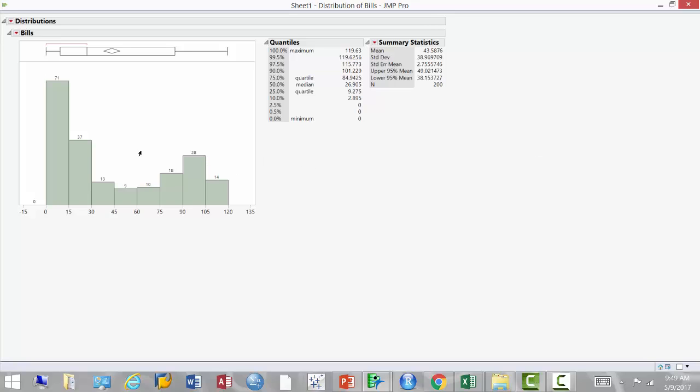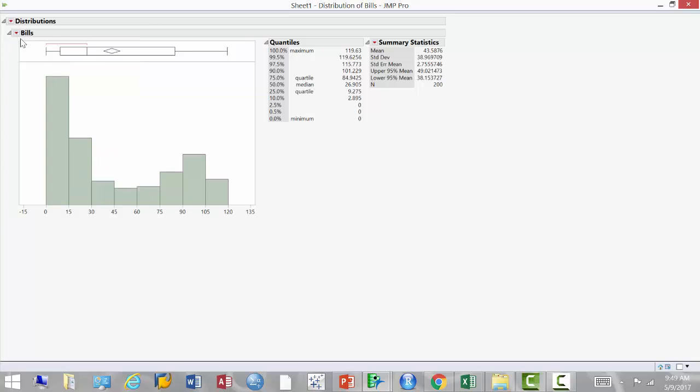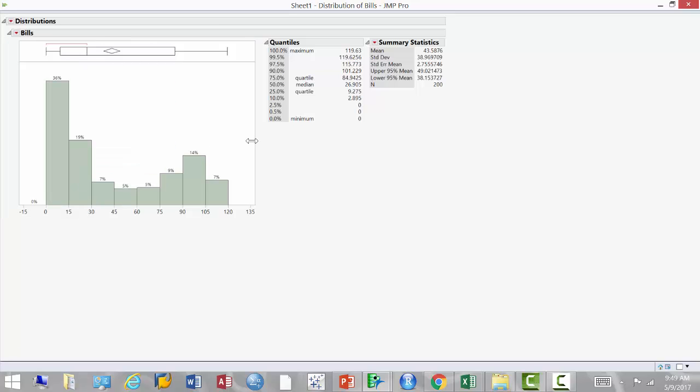So how can we use this data? Well, first of all, let's change the view. Instead of counts right here, I'm going to show percentiles. So I go to the histogram options, unclick Show Counts, and after that I'm going to show percentiles. Okay. So what do we see?